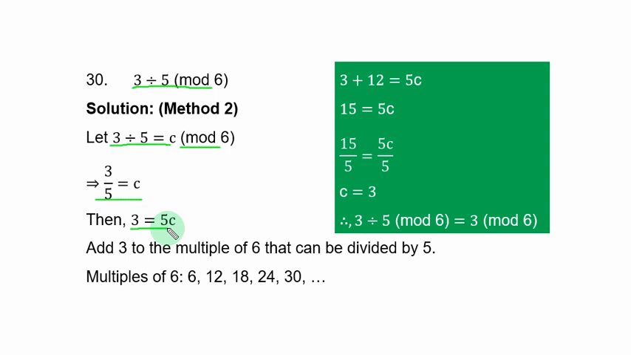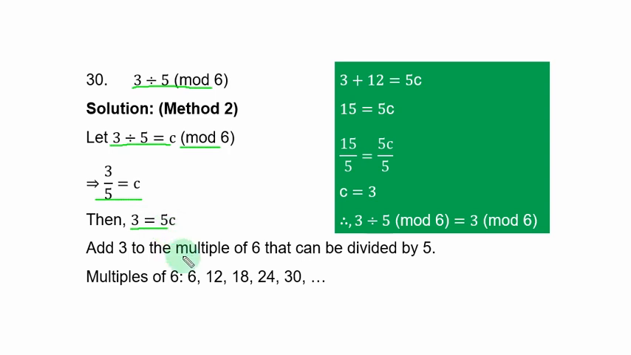You know, we are interested in positive integers. Integers are a set of negative and positive whole numbers. But here, what we want is the positive whole number. Okay, so that is about that. All right, so we add 3 to the multiple of 6 that can be divided by 5.